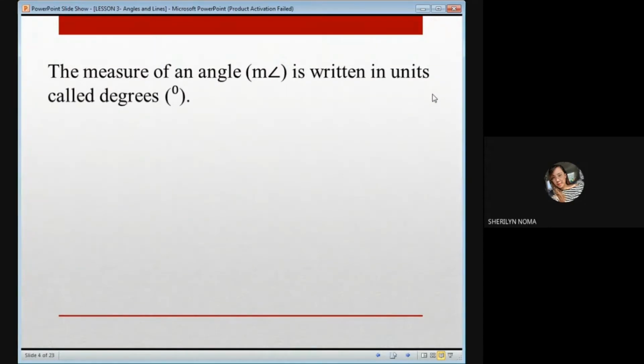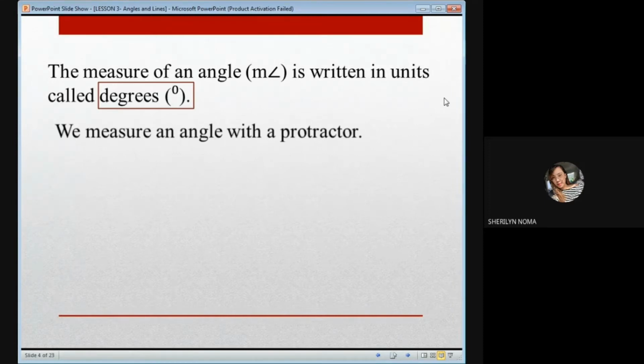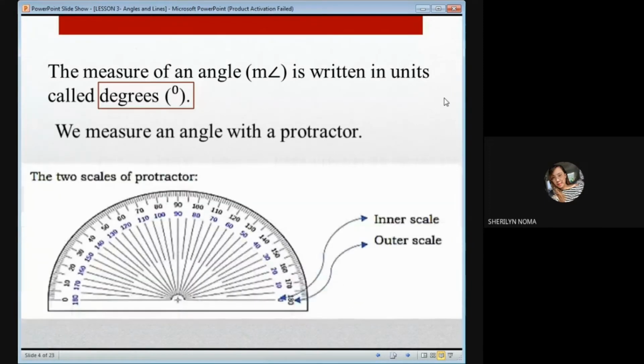The measure of an angle is written in units called degrees. We measure an angle with a protractor. So, this is a protractor. You have two scales of protractor, the inner and the outer scale. Look at the inner scale, yung color blue po yan. Lagi kayong mag-i-start sa 0. Sa 0 lagi. Hindi kayo pwede mag-start sa 180.